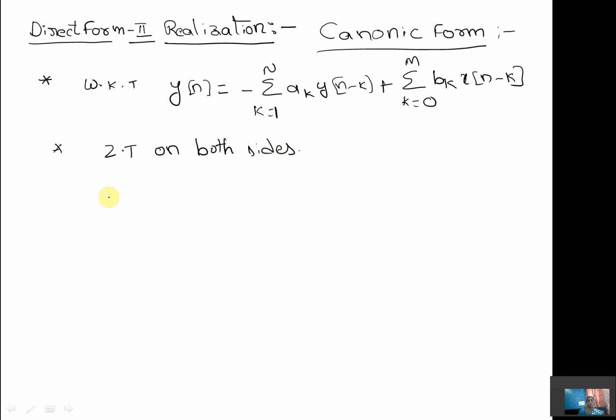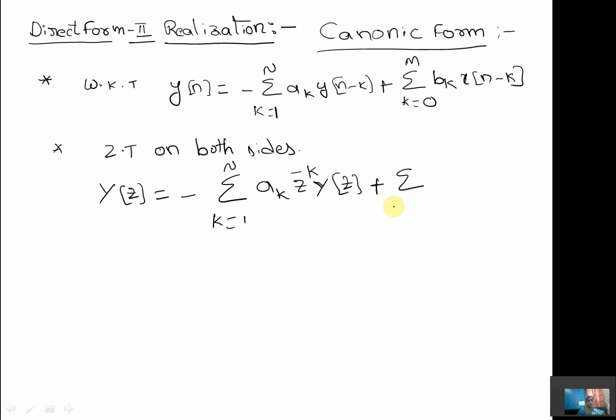then it becomes y of z is equal to minus summation k 1 to n ak z power minus k y of z, where the z transform of y of n minus k is z power minus k y of z, plus summation k 0 to m bk z power minus k x of z.